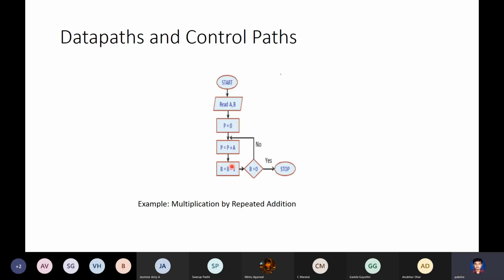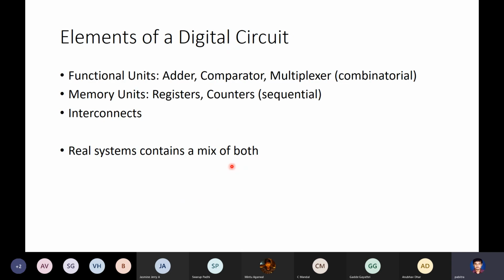Okay, so one level of abstraction that is commonly done is that whatever circuit elements you have, you consider them as belonging to two parts. One part is called a data path, which consists of some registers which store values, maybe counters which store values, and then arithmetic operations or logical operations like adder, comparator, multiplexer, these operations.